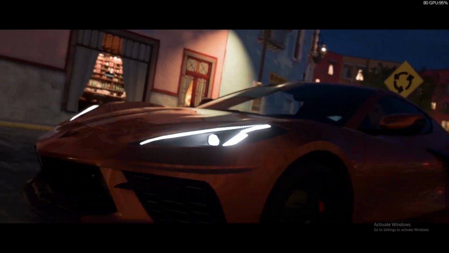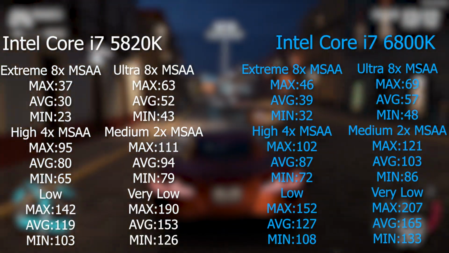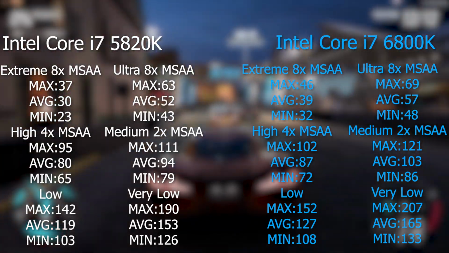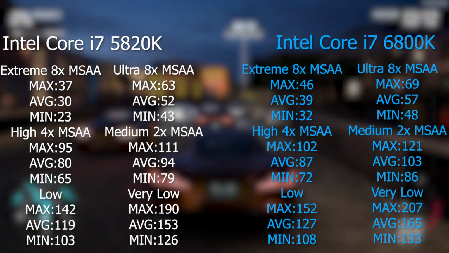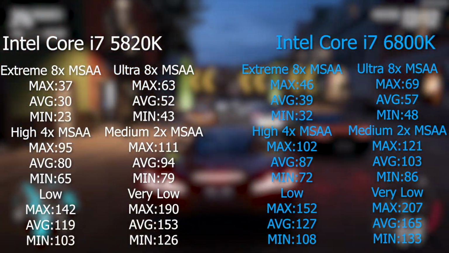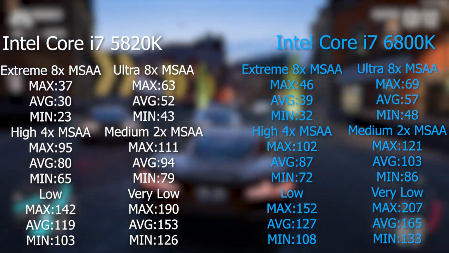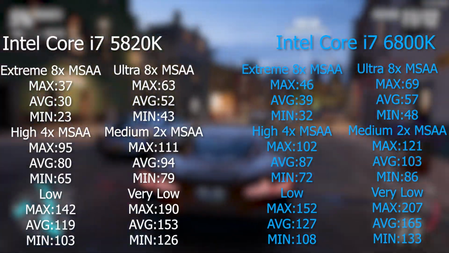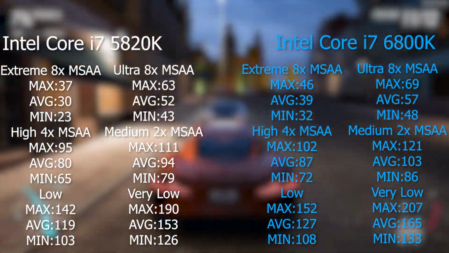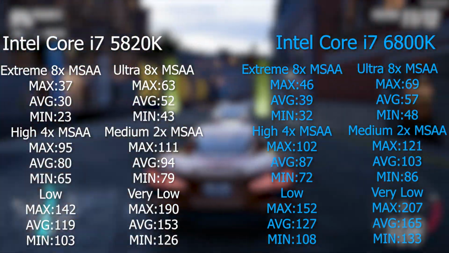The last game we're going to throw at it is Forza Horizon 5, and this is where we saw a really interesting shift and probably a larger difference between the two. As you can see, Extreme 8X MSAA and Ultra 8X MSAA, very similar experience, difference of a few FPS, and it's more to do with the graphics card being the limiting factor, not having enough VRAM and just enough oomph overall to handle pushing more frames.